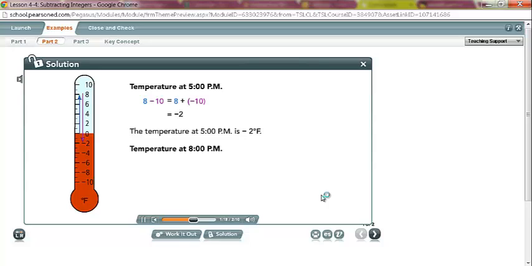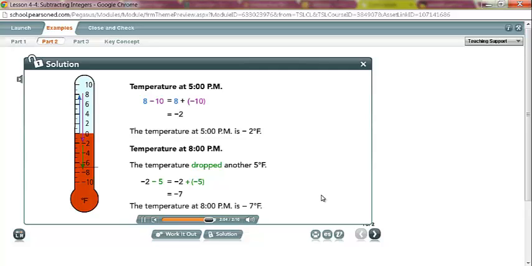Temperature at 8 o'clock p.m. The temperature dropped another 5 degrees Fahrenheit. The temperature dropping another 5 degrees Fahrenheit is a change of 5 in the negative direction. Rewrite subtraction as adding the opposite. The opposite of subtracting 5 is adding negative 5. Negative 2 plus negative 5 equals negative 7. The temperature at 8 o'clock p.m. is negative 7 degrees Fahrenheit.